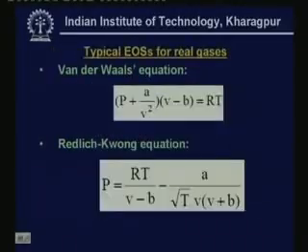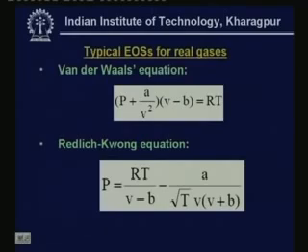Let us look at some typical equations of state. The first one, as you know, is the van der Waals equation, and it is given by P plus A by V square into V minus B is equal to RT. If you compare this equation with the ideal gas equation, you find two differences. Instead of P, we have added a term A by V square to the pressure, and this term A by V square accounts for the intermolecular forces between the molecules.